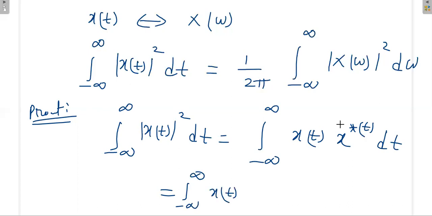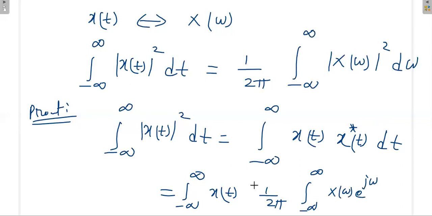Then for this x star of t alone, we will apply the inverse Fourier transform. First, don't worry about the star, but first for x(t), we'll apply the inverse Fourier transform, that is 1 by 2 pi integration minus infinity to plus infinity X(omega) e power j omega t d omega. For that, we'll apply the star, and then finally dt is there.